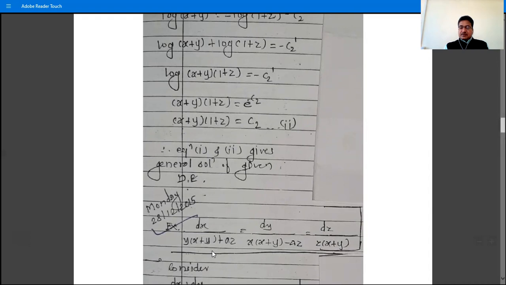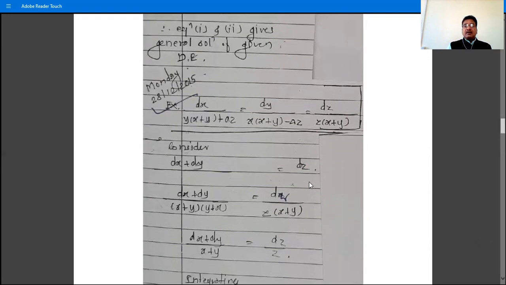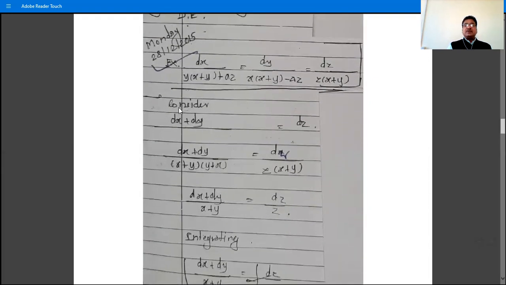Okay. Then the next problem of the same type: dx divided by this quantity, dy by this quantity, and dz by this quantity. Then consider dx plus dy is equal to dz by this. Dx plus dy is what? Again this plus this is what? Minus az plus az gets cancelled. And so if we take x plus y as common, then we have y plus x in another bracket, and dz divided by z into x plus y. So take multipliers 1, 1 and 0, and in the place of each ratio, consider the third ratio.